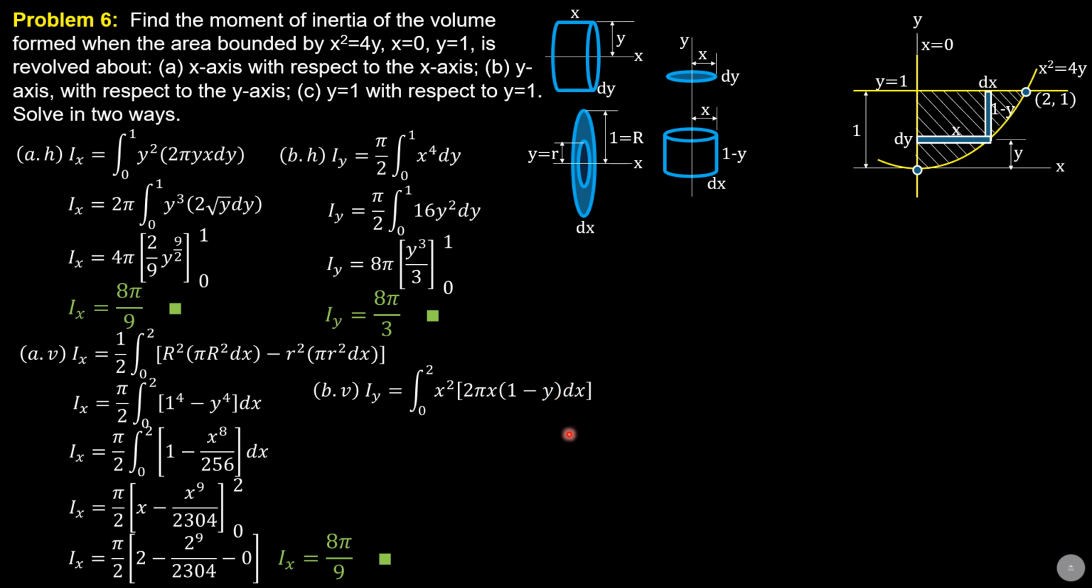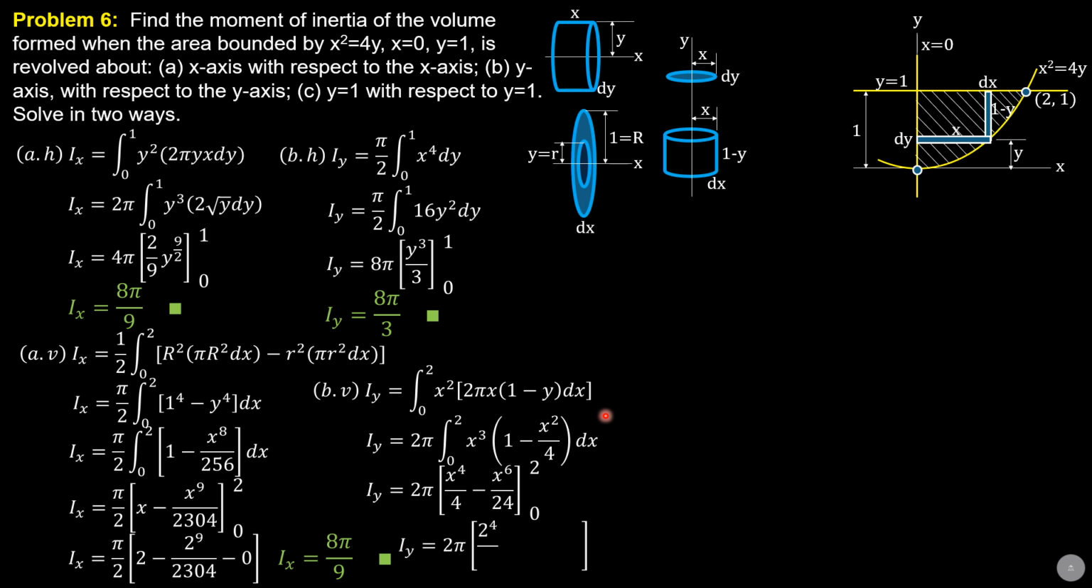The variable is x. And this is equal to 2 pi integral from 0 to 2 of x cubed times 1 minus y, and y is x squared over 4. So substitute. That would be 2 pi, so x to the fourth over 4 is the first term, and the second is x to the 5, so x to the 6 over 24, from 0 to 2. So substituting, 2 pi quantity 2 to the 4th over 4 minus 2 to the 6 over 24 minus 0. So it will give us the same answer, 8 pi over 3 cubic units.